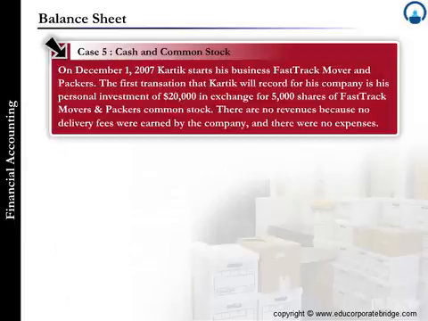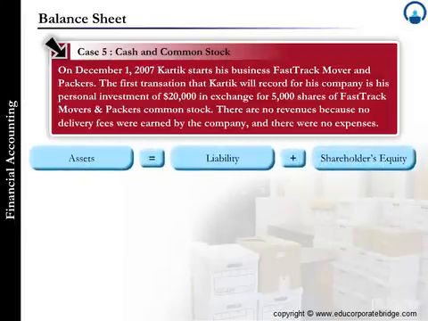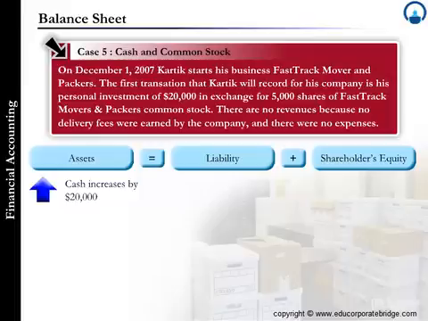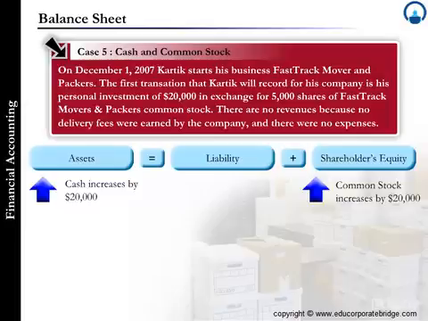Debit and credit in case 5. Increase in assets is debit. Cash increased by $20,000 and hence increase in cash is debit. Increase in liability is credit. Common stock increases by $20,000 and hence increase in common stock is credit.